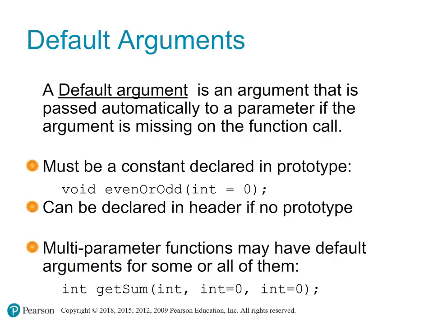If there is no separate prototype, the default argument can be declared directly in the function header. Functions with multiple parameters can have default arguments for some or all of them. So in this example, the function getSum has 3 parameters, the last 2 of which have default values of 0.